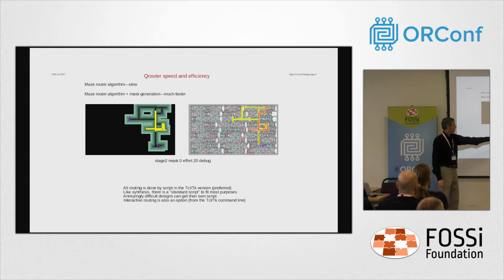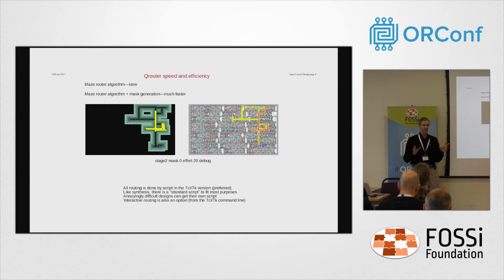Also, all routing is done by a script. It's done in Tcl/Tk. I was having a discussion about Tcl/Tk earlier around lunchtime. But it's what I use for arcane reasons. Like synthesis, like Yosys, for instance, there's a standard script that will solve most of your problems. If you happen to have a particularly difficult routing problem, you could write your own script. It also has an interactive routing where you can just type those routing commands in at the command prompt and then watch it go through the different stages of routing.